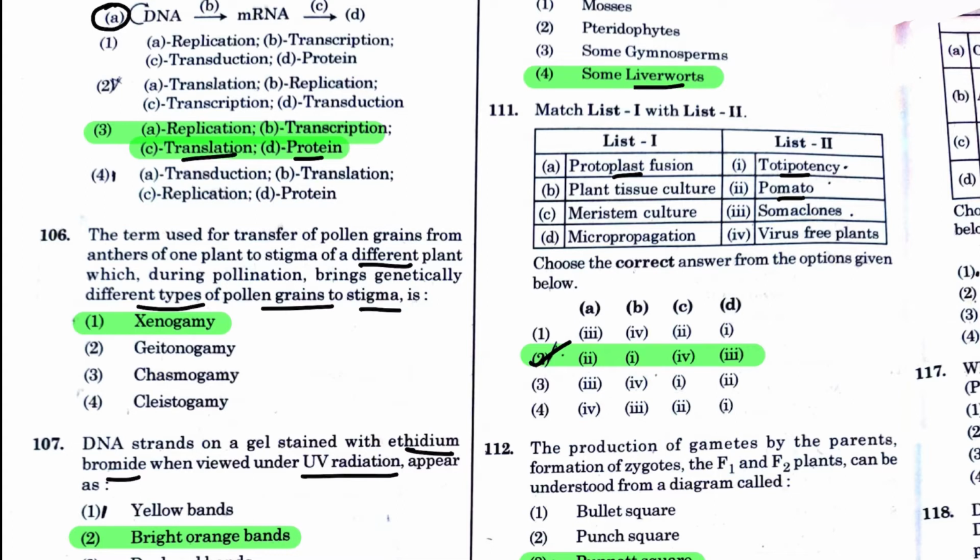And meristematic culture, generally we do meristematic tissue culture in order to get virus free plants, because meristematic cells are actively dividing cells, so viruses cannot infect such kind of actively dividing cells. And for D, micropropagation, the answer is somaclones, so the answer is 2.